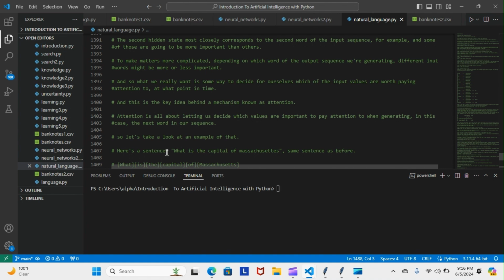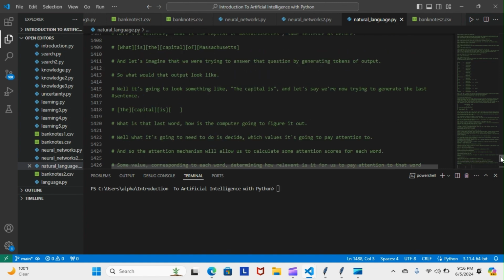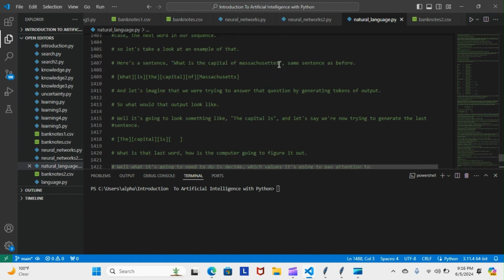Here's a sentence. What is the capital of Massachusetts? Same sentence as before. You can see that here. What is the capital of Massachusetts? And let's imagine that we're trying to answer that question by generating tokens of output. So what would that output look like? Well, it's going to look something like this.